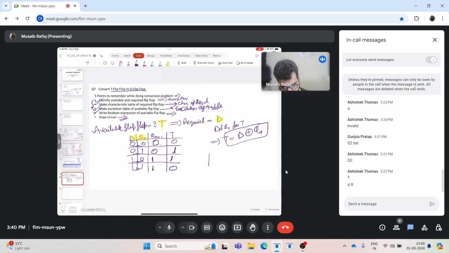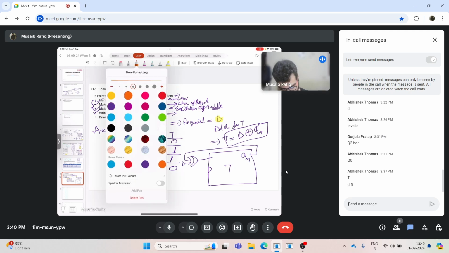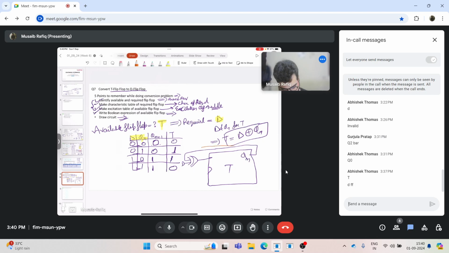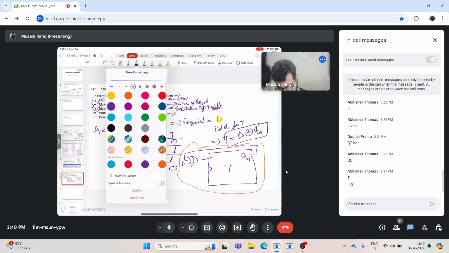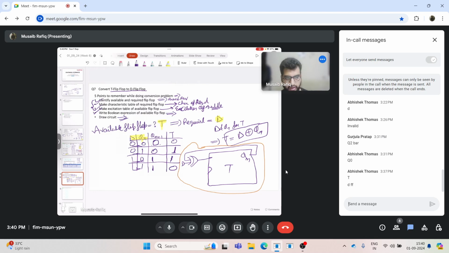I need to draw the circuit. So this is my T flip flop. This is my input, to which the XOR of Qn and D is going. So this whole is my D flip flop made out of T flip flop, right?